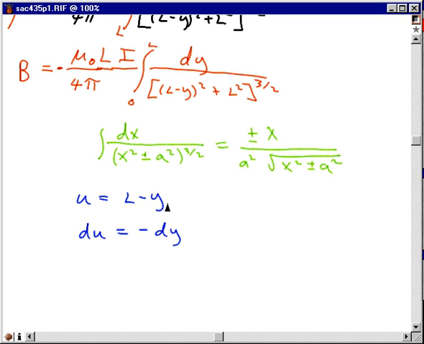And furthermore, when y is equal to 0, u of y equals 0 is equal to just L. I just plug in a 0 there, I have L minus 0. And u for y equal to L: if I plug in y equal to L, I get L minus L, which is 0.